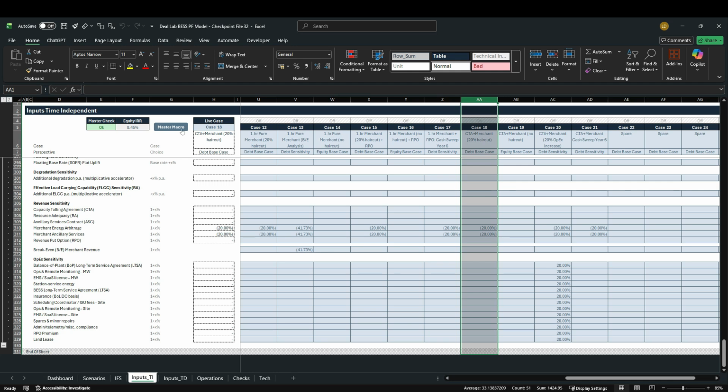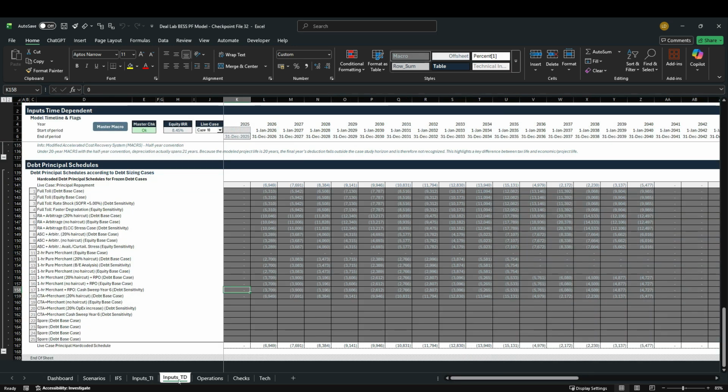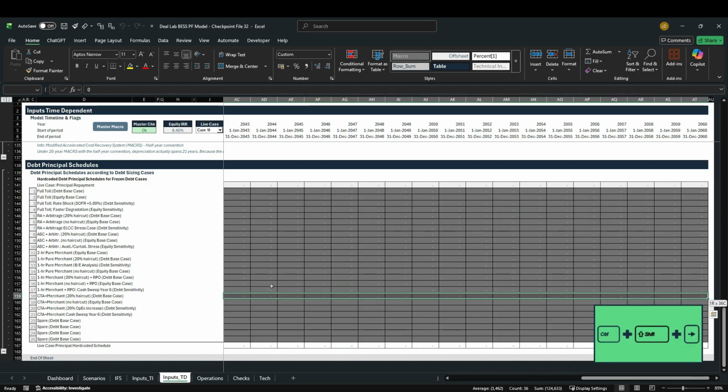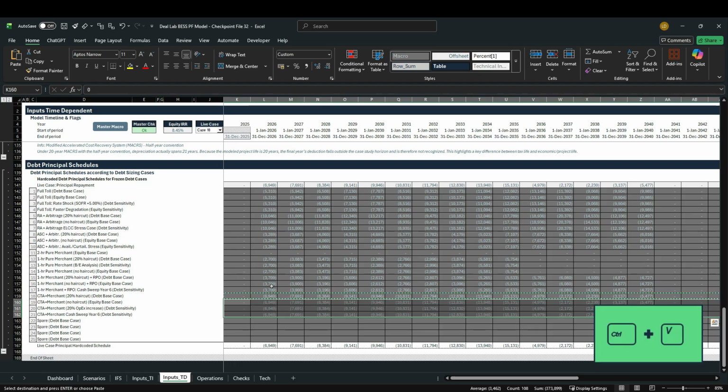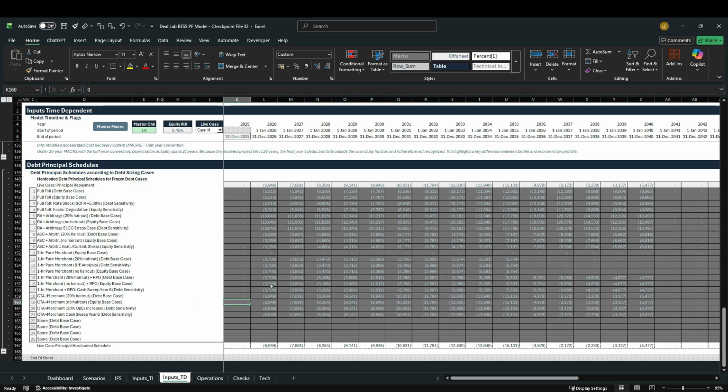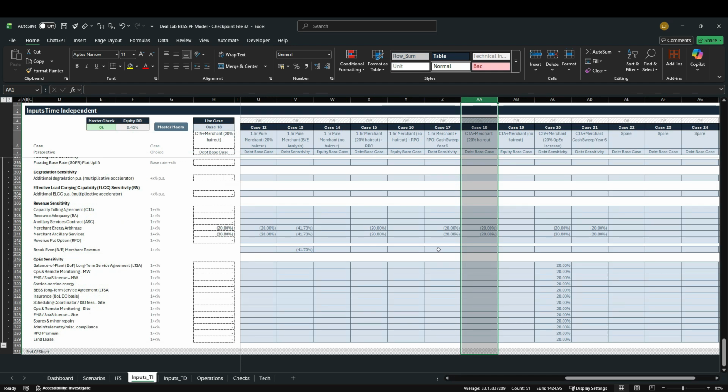So let's hit the master macro one more time, just in case. Then let's move to the inputs time dependent sheet, and we will copy the profile for case 18 and paste it for rows 160 to 162, which cover cases 19, 20, and 21. That will be the debt repayment profile that we have determined in our debt sizing case and will apply for our equity base case and sensitivity cases.